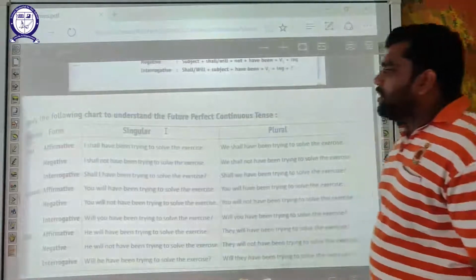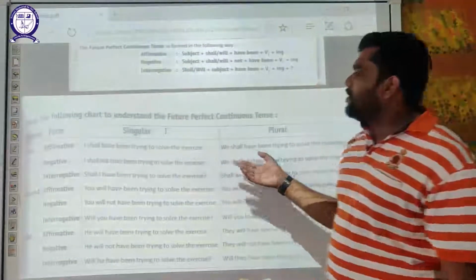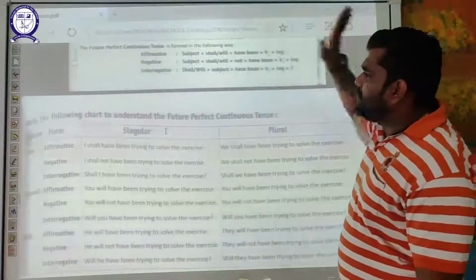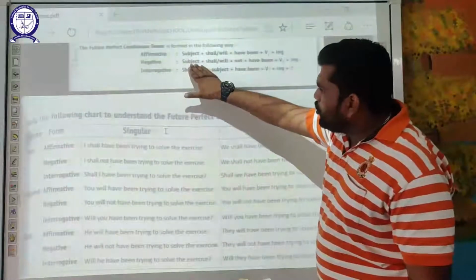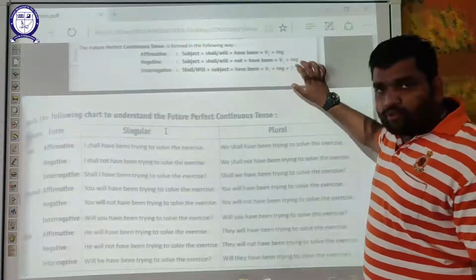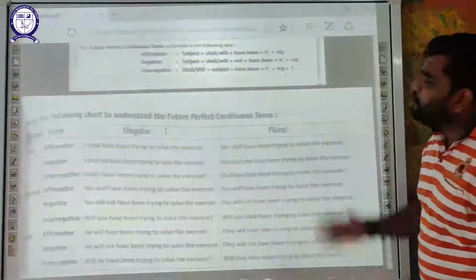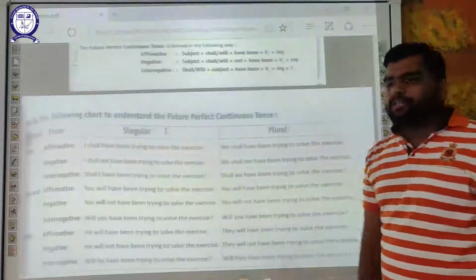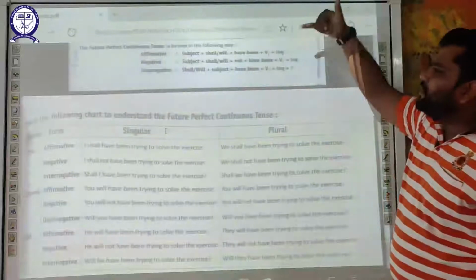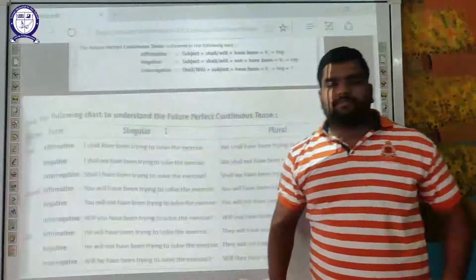Now affirmative, these are some examples. I shall have been trying to solve the case. You will not have been trying to solve the case. Will you have been trying to solve the case? Okay students, so I have changed the same sentence into the negative one and interrogative. The affirmative, negative and interrogative sentences.